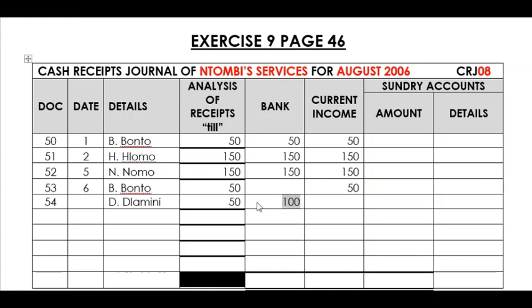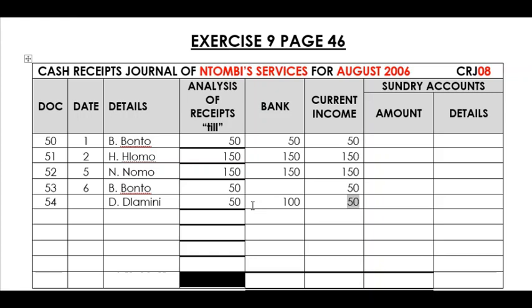How did I get that 100? I added the 2 values that I received on this day together. And I totaled them and I put the total into bank. And then the 50 Rand that I received from D. Dlamini was for fetching water for the week, which counts as a service, therefore it's current income.